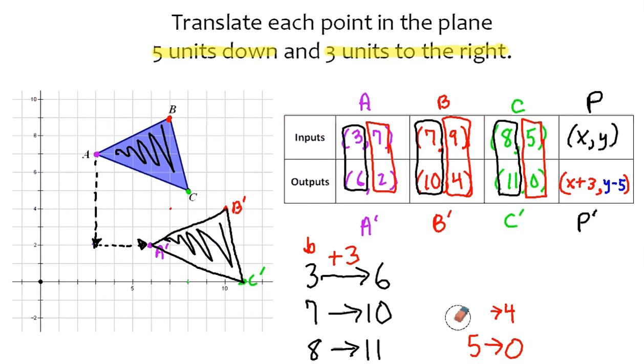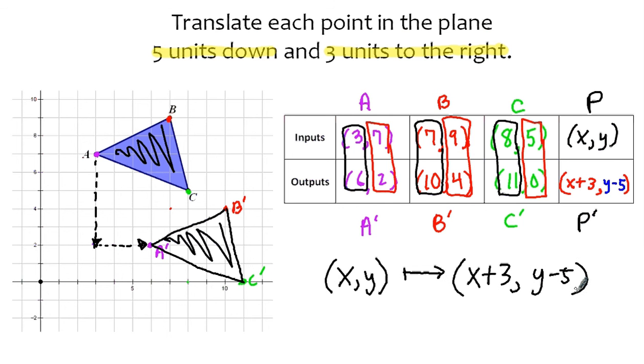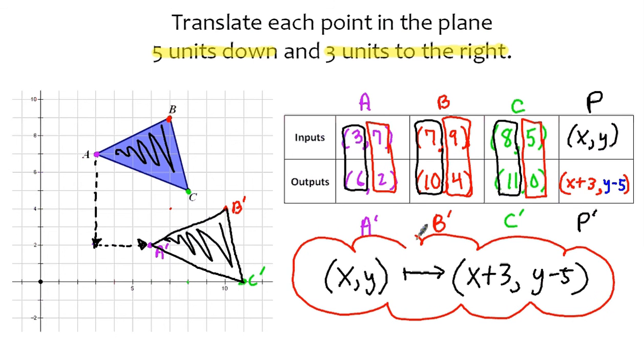Making a little bit of room to write down that rule in sort of a standard way. We can say start with the point x, y, and transform, this little arrow means transform, to the point whose coordinates are x plus 3 and y minus 5. And this right here is the function rule that explains what this transformation does to points in the plane.